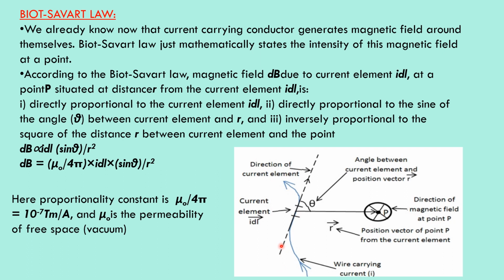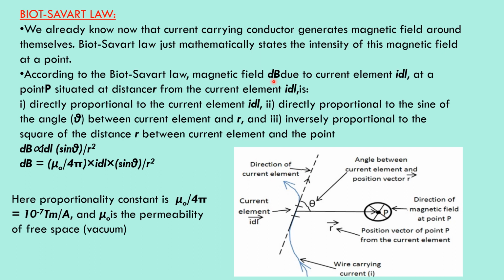This direction, this arrow mark, shows the direction of the current. And if you draw a line from the point P to the conducting wire, it indicates the radius vector. These are all vectors because they give magnitude and they also show direction.